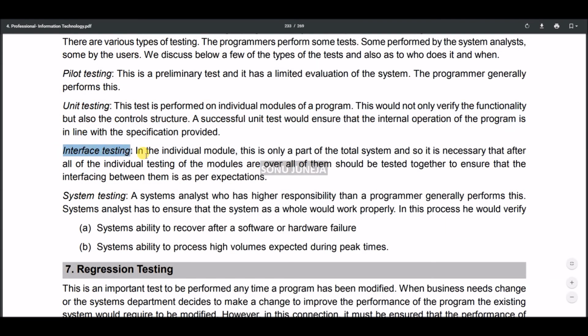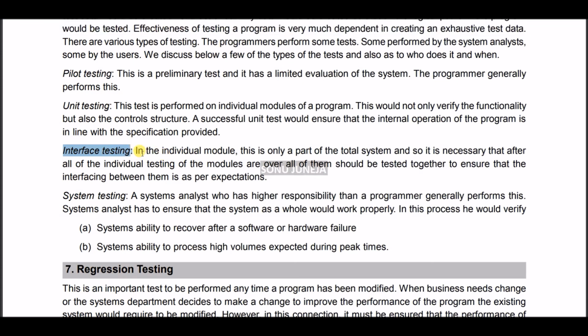Then interface. The thing I'm working on is basically the interface. The individual module is only a part of the total system. So it is necessary that after all the individual testing of the modules is over, all of them should be tested together to ensure that the interfacing between them is as per expectation, meaning they are able to communicate properly.